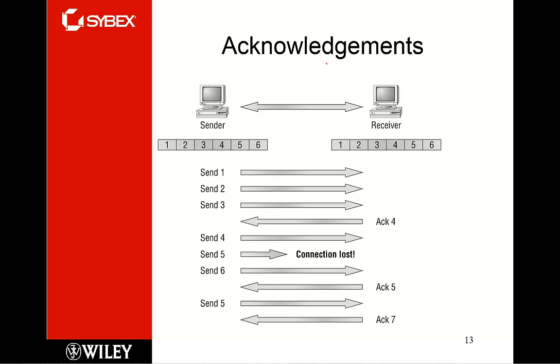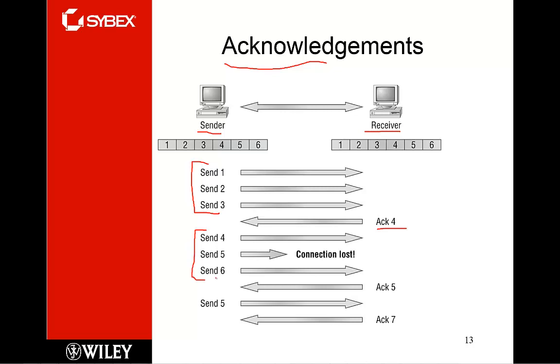So here we have acknowledgements. We're going to go into a little more detail on that. We've got a sender and a receiver, and normally they're sending and receiving both, but this simplifies it. So here we're going to send 3. We get an ACK, we want 4. So it sends 4. It's got a window size of 3, for example.